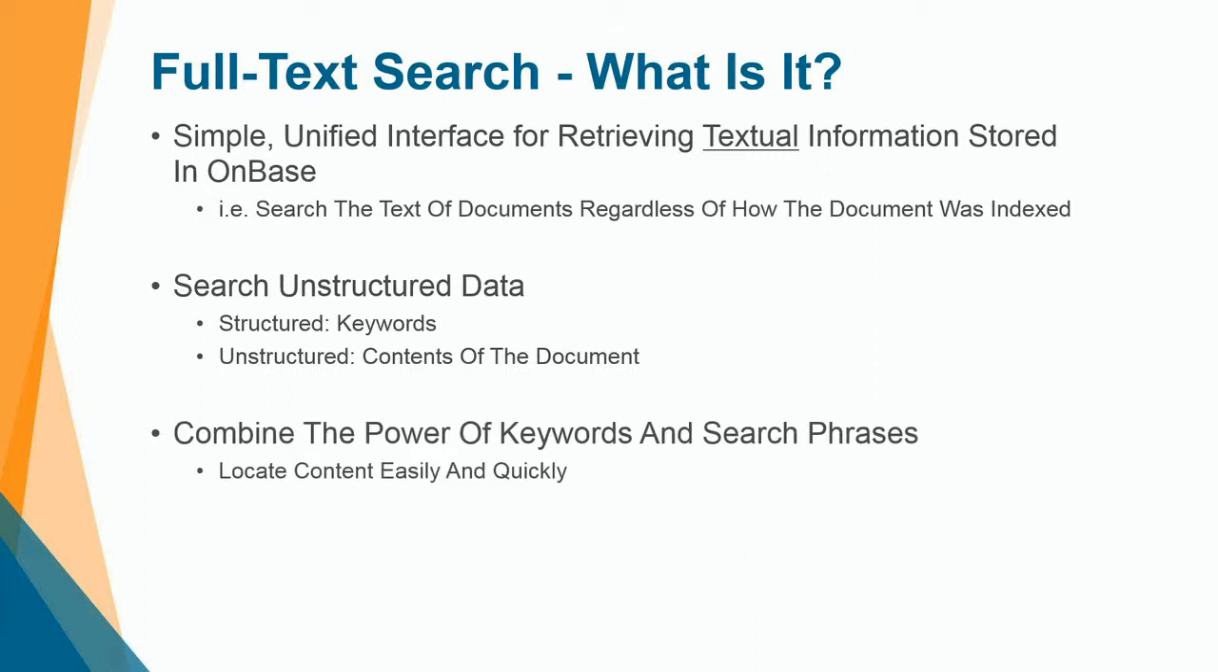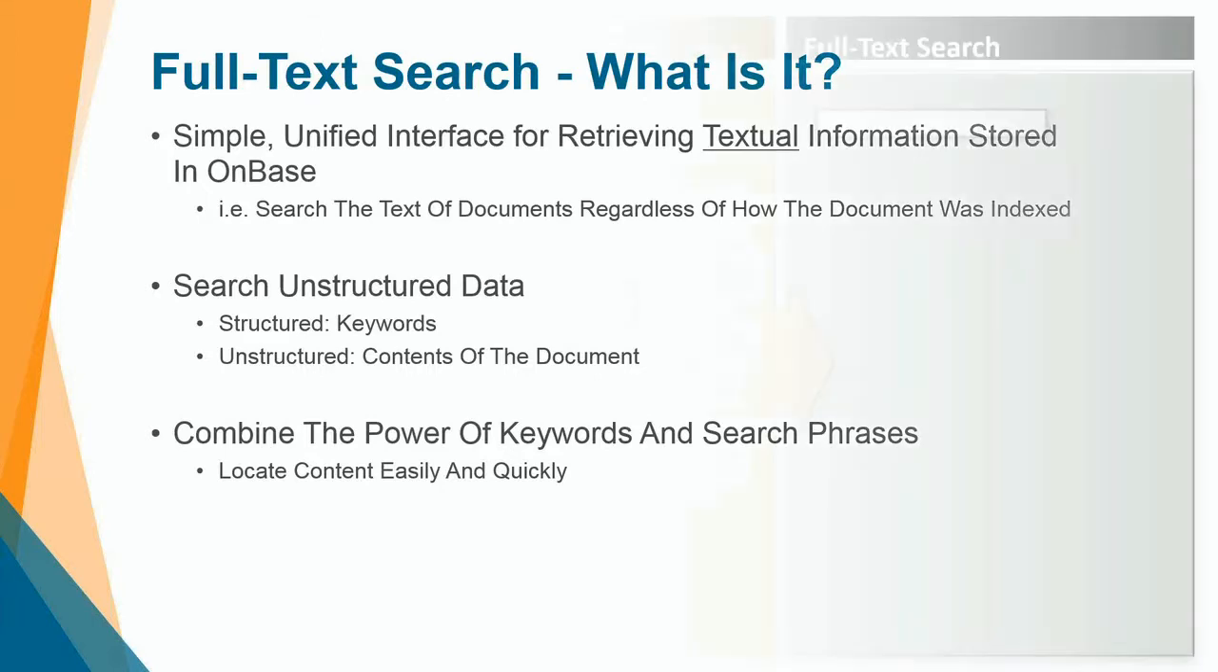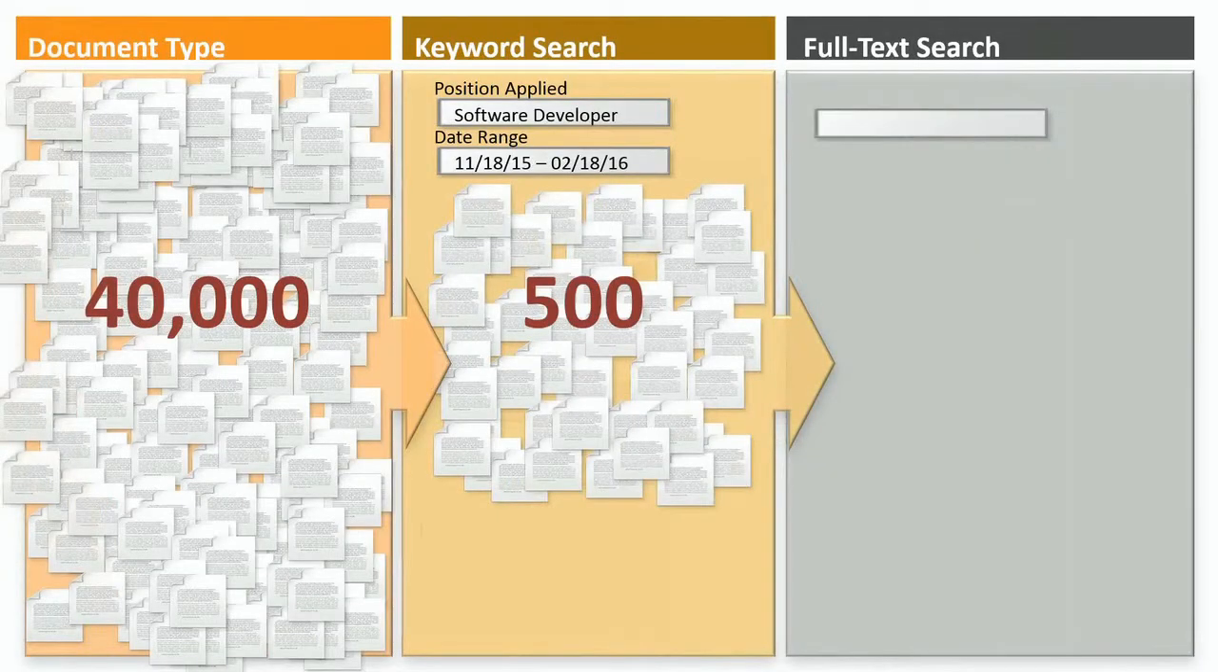So this allows you to combine not only the power of that text search, but also the keywords that you have. You can use the two together to more quickly locate the documents and the content that you're looking for. So let's just use one high-level example.